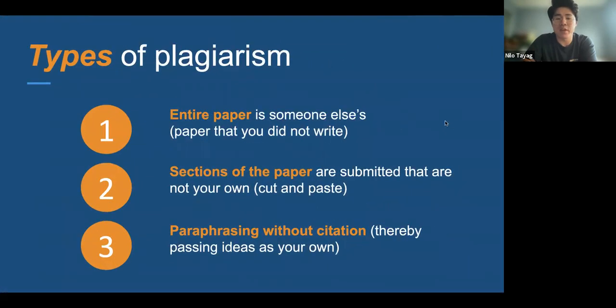And some types of plagiarism can include copying an entire paper that is someone else's, or even just copying and pasting sections of a paper into your own, but that is not your own work, or even paraphrasing without citation, right? So we know paraphrasing is important in APA because we do need to use our own words, but even though we're using our own words, we still need to give credit to the author where we found that information in the first place, because we cannot pass the ideas off as our own ideas. If we don't include the citation, we are in effect passing those ideas off as our own.